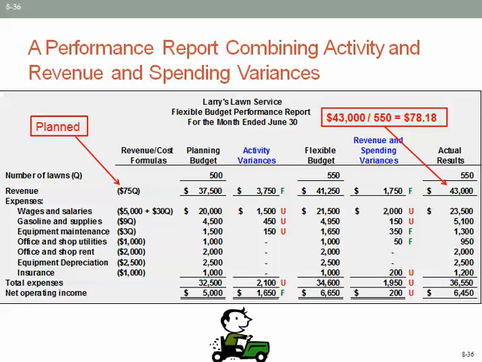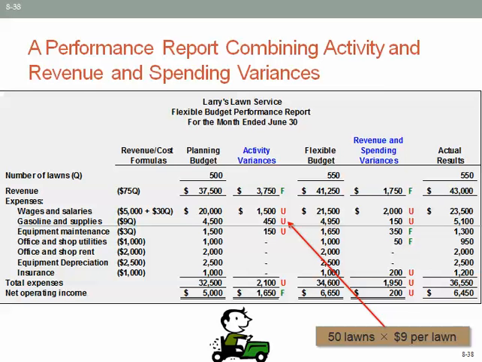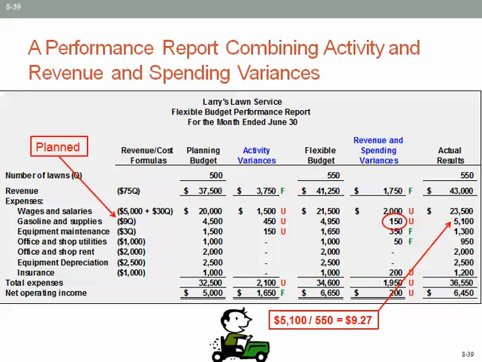Let's go ahead now and look at our expenses. In particular, let's look at gasoline and supply expense. Originally, we had planned to spend $4,500 on gasoline and supplies. Our actual results came in at $5,100, a $600 unfavorable variance. Let's now look at what were the two components of that $600 unfavorable variance. $450 of that unfavorable variance was due to an activity level, and that's the 50 extra lawns multiplied by $9 per lawn. The remaining $150 is the difference between our actual results and our flexible budget.